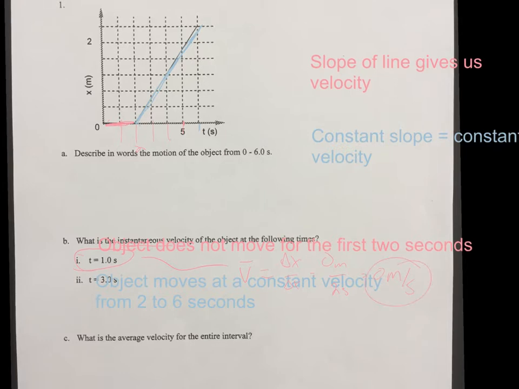Then for the next one, it says at 3 seconds. So I want right here. What's the speed at that point? The velocity at that point is the same as the velocity at any point. It's a constant velocity. If it's constant, it's not going to change. That means it's going to be the same here as it is here, or here, or anywhere along here. So just like before, I'm finding the average velocity.